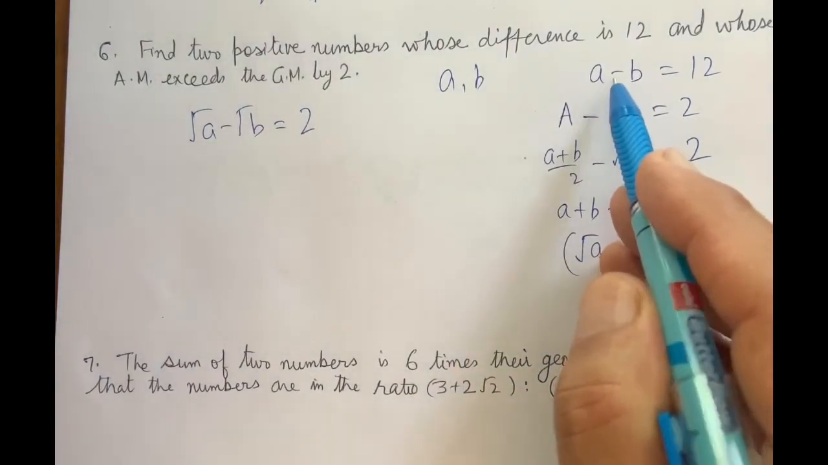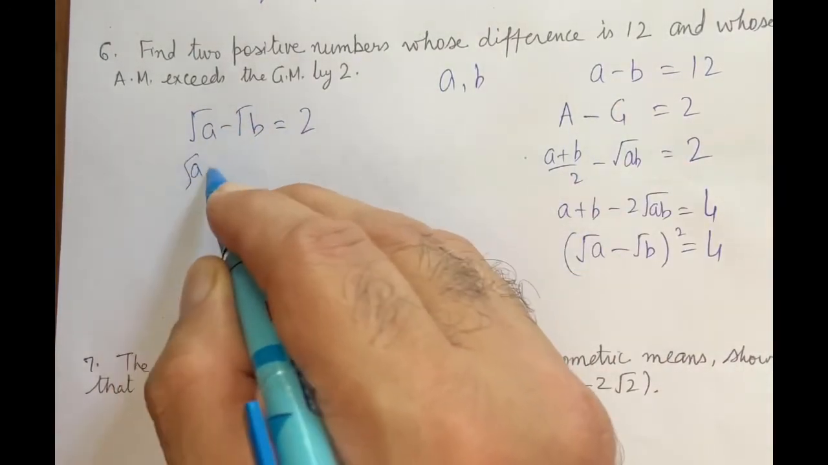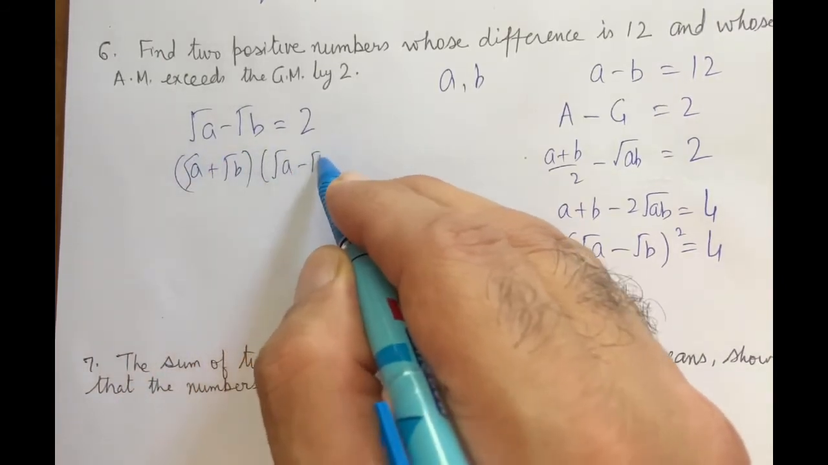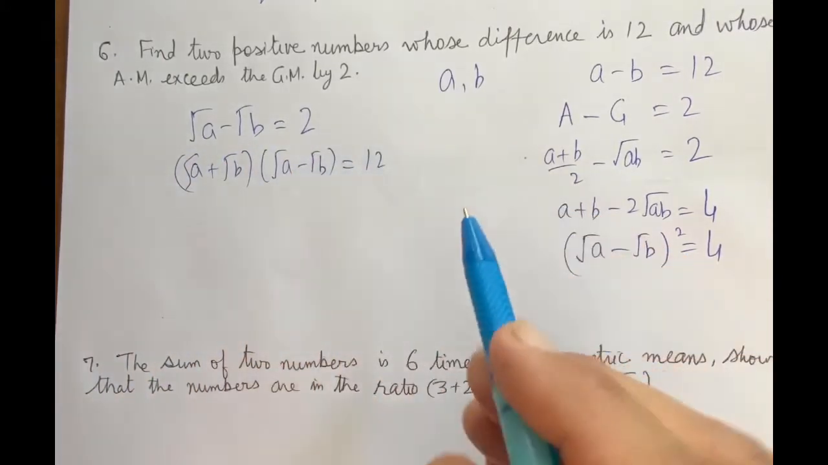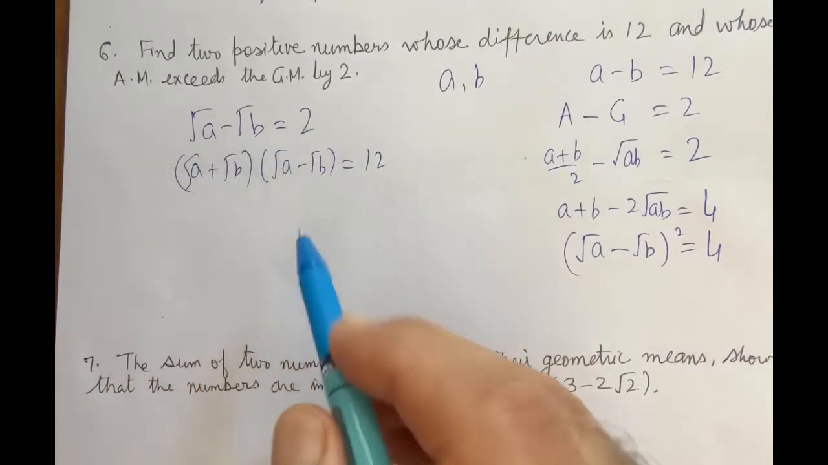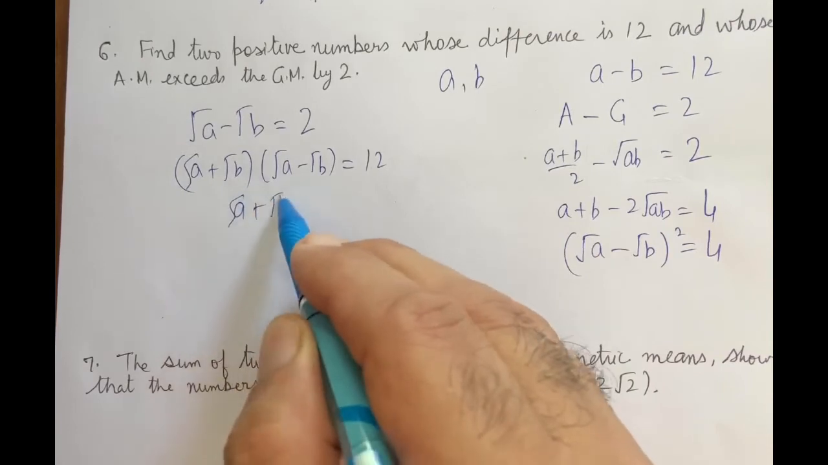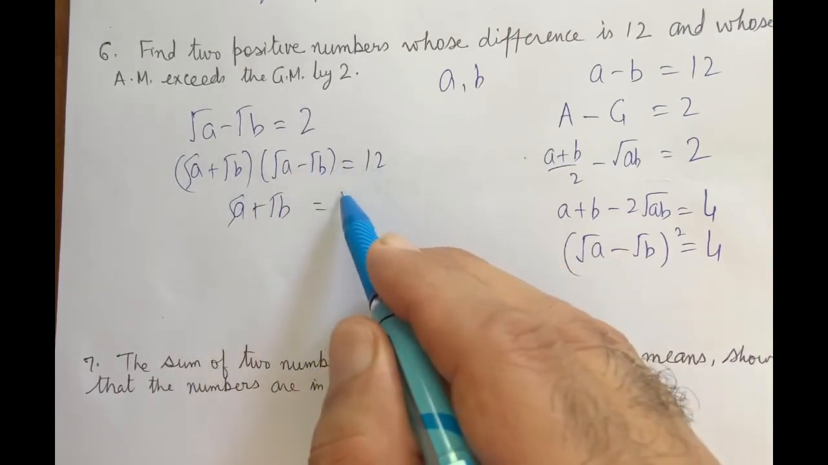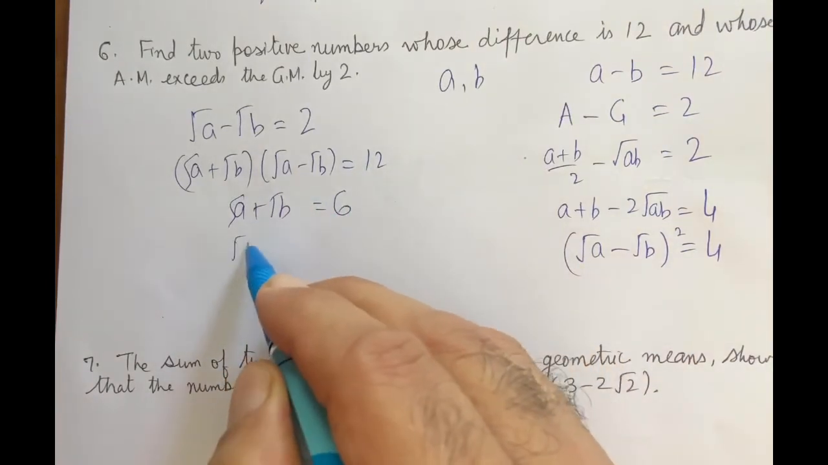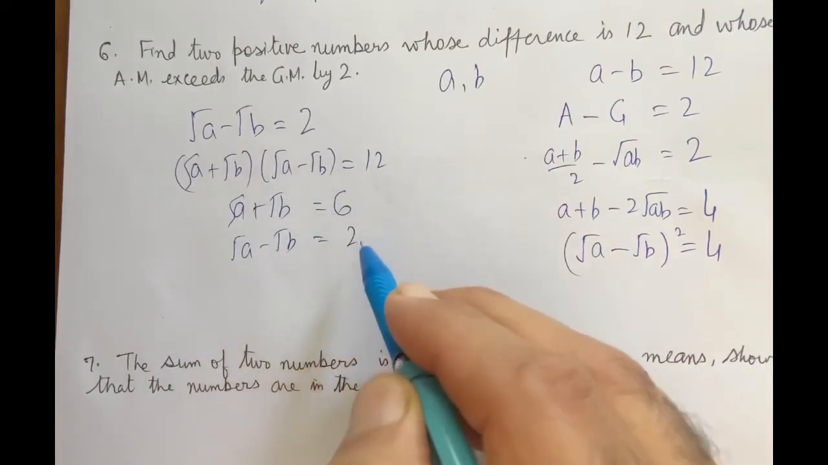We can write this equation as (root a plus root b) into (root a minus root b). This is equal to 12. Substituting the value of root a minus root b from this, we get root a plus root b as 12 upon 2, that is 6. Now we solve this and this simultaneously. Root a minus root b is 2.